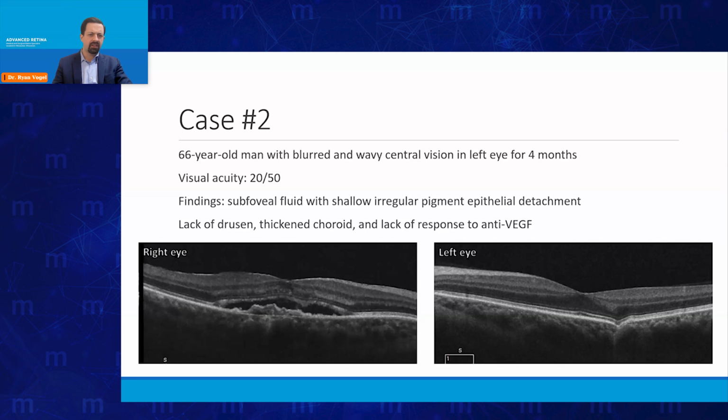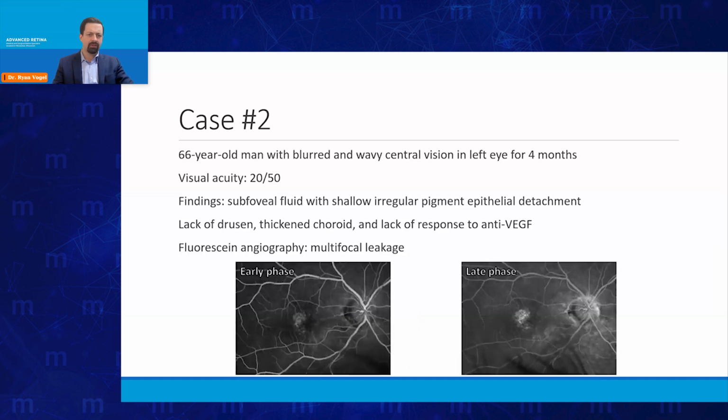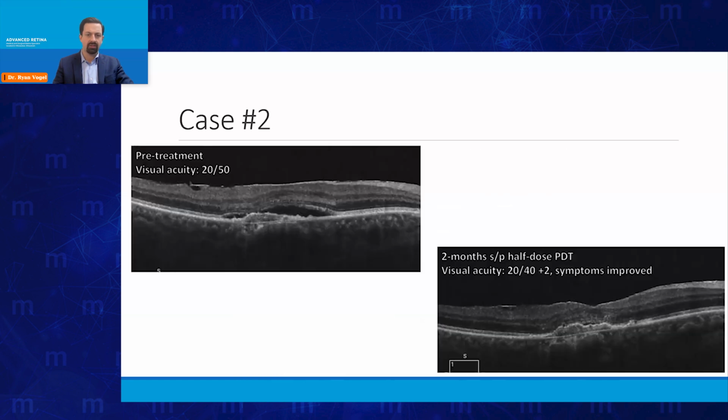So here's just another photo showing at a later date the fluid increased. We obtained a fluorescein angiogram. It showed multifocal leakage, somewhat consistent with a choroidal neovascular membrane, but he did not have any response to anti-VEGF therapy. After undergoing treatment with half-dose PDT, we had complete resolution of the scotoma, visual acuity improved, and his symptoms improved.